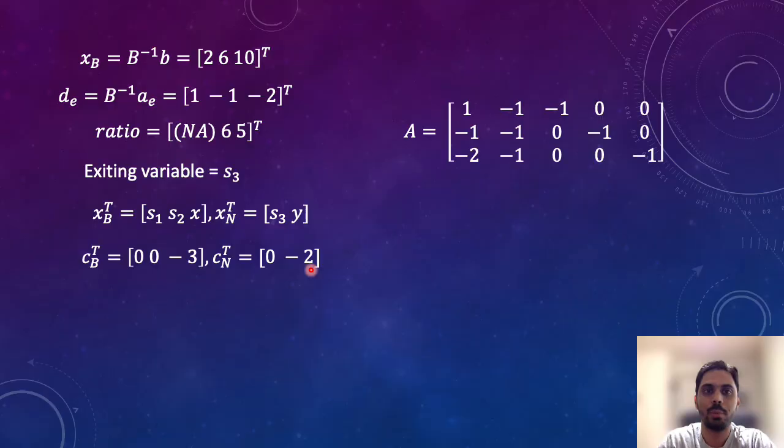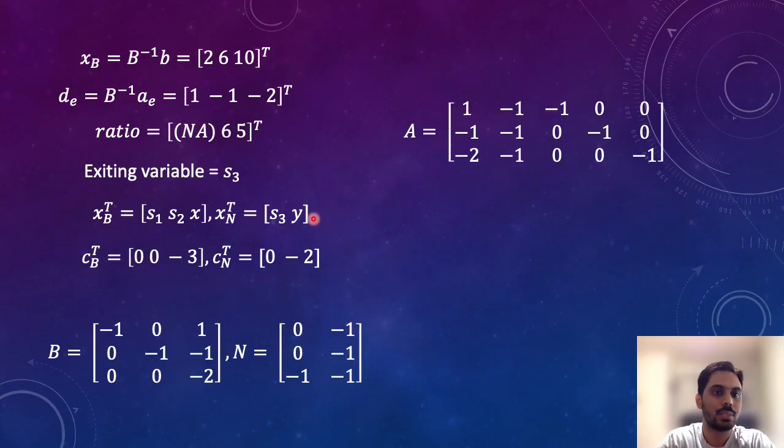If you just want to remember, this is our A matrix. Using that, we can compute our B. So B will be the columns of S1, S2 and X. So S1 is this, S2 is this, and X is this. So this gives us B as the first column, third column, fourth column, and N is the remaining two columns, right?